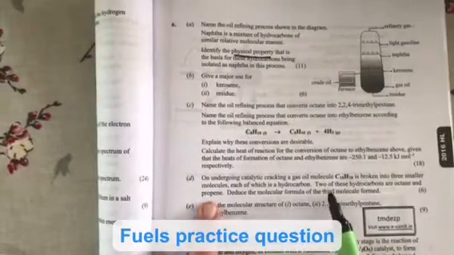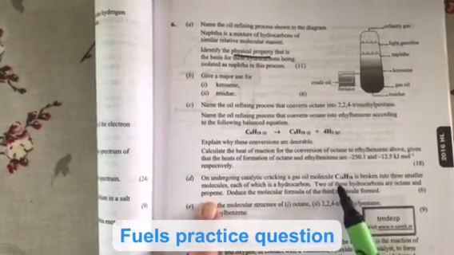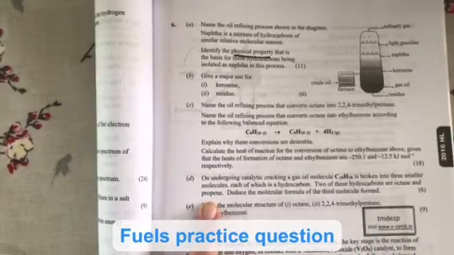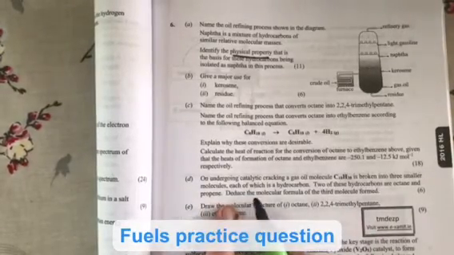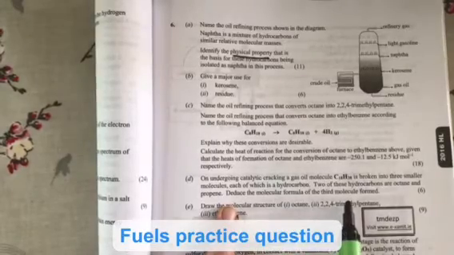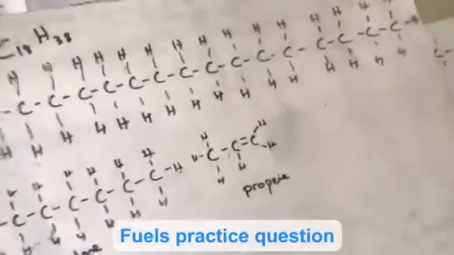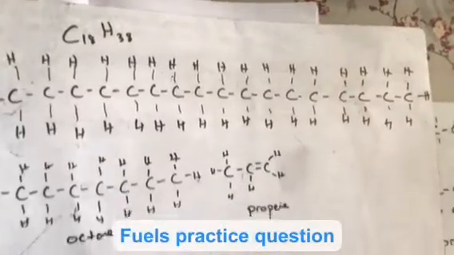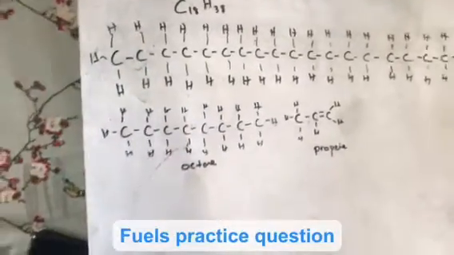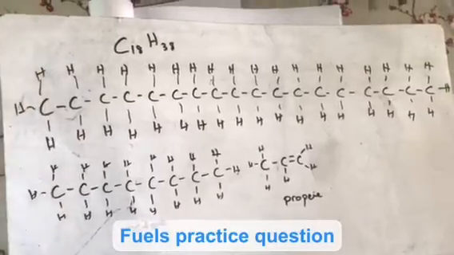So D: on undergoing catalytic cracking, a gas oil molecule, C18H38, is broken down into 3 smaller molecules, each of which is a hydrocarbon. Two of these hydrocarbons are octane and propene. Try and deduce the molecular formula of the third molecule formed. For this, girls, you're going to have to draw out the big long hydrocarbon that they've given you, which is your C18H38. Hopefully you can see that there now. It's a big long chain. They're not asking you to name that, remember, you're only expected to name things up to the first 10 carbons.